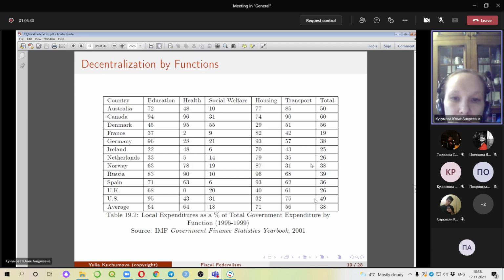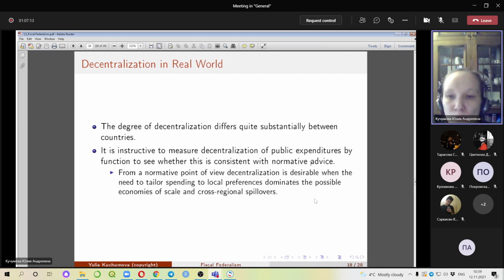But if we make a comparison relatively, on average, between different functions, then we can say that on average, education and health are financed more by local governments compared to social welfare, and social welfare is financed more by the centralized government, right? And this is indeed what I want to bring us back to, this normative advice, right? That I described to you. Then from a normative point of view, decentralization is desirable when the need to tailor spending to local preferences dominates the possible economies of scale and cross-regional spillovers.